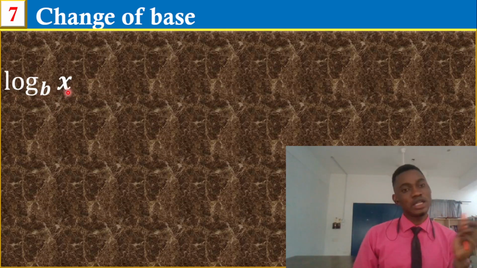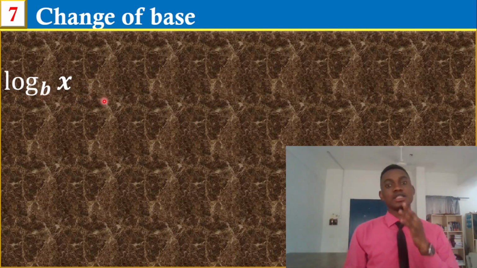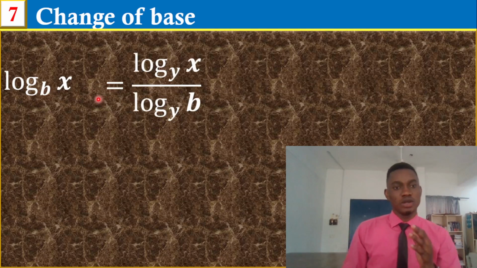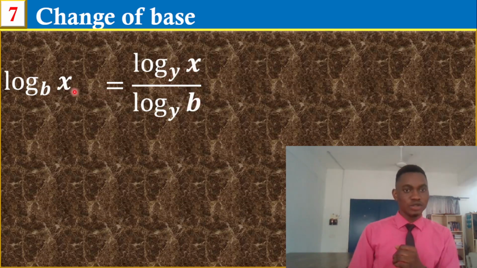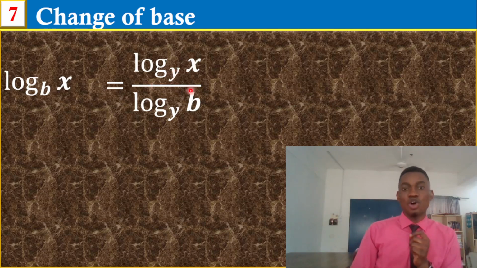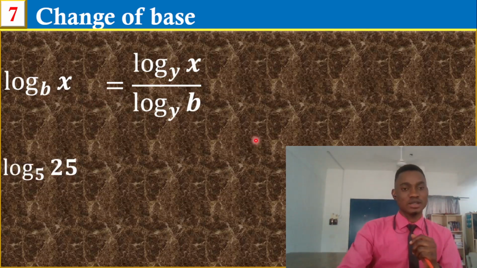And for any reason you want to change the base to another base, let's say base y, then it can be done this way. Log x base b is the same as log x base y all over log b base y. So it will always be log x to the new base all over log b to the new base. Is that clear?